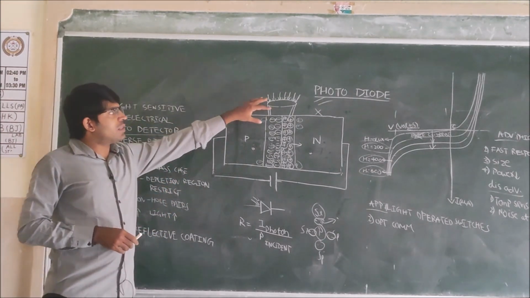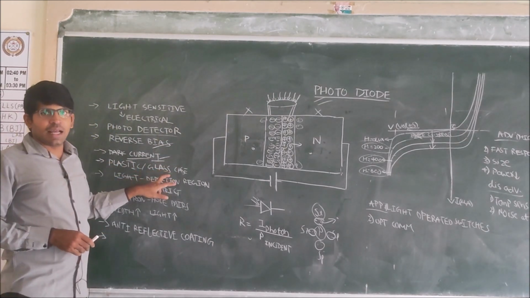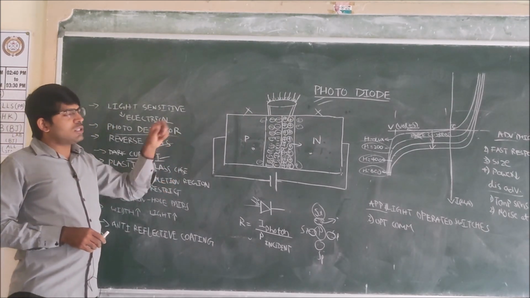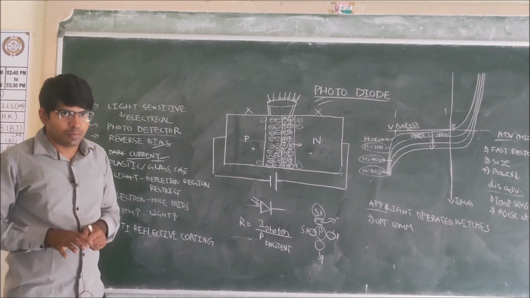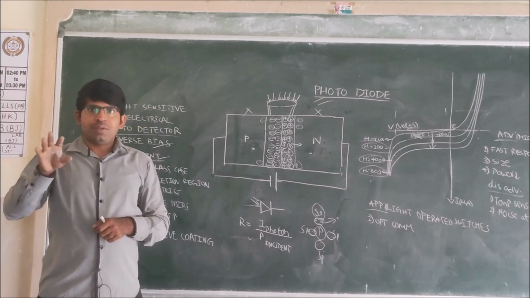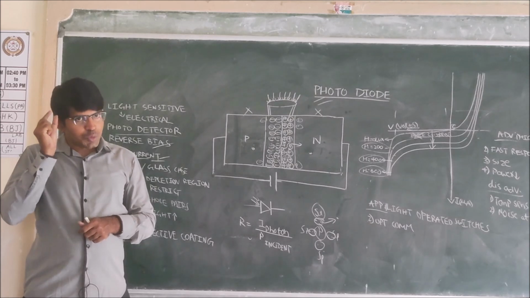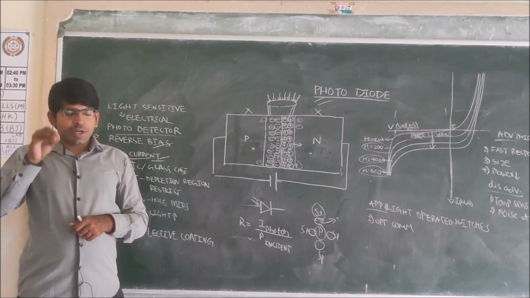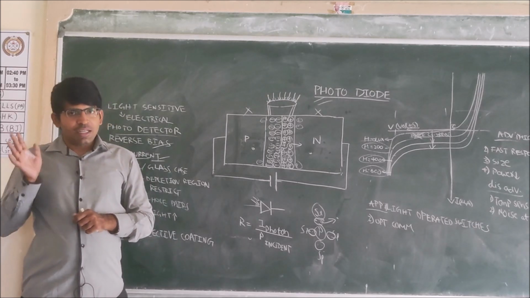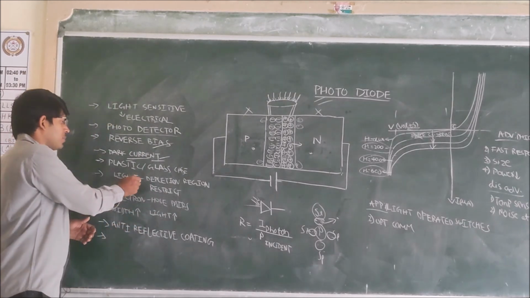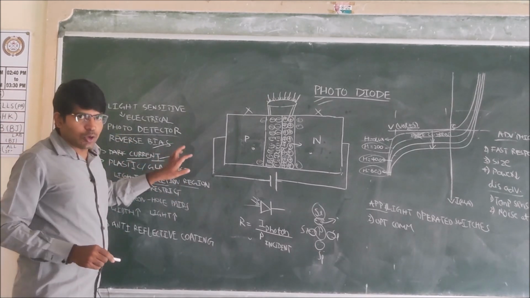We have to cover this region with a casing, either plastic or glass. If we are using a glass casing, we have to make sure that the glass is transparent, so that light can fall on it. On the photodiode, you can observe a small lens, which is a transparent lens. In order to protect it from dust and moisture, we use the casing, and it should be a transparent one. Light should fall on the depletion region only.